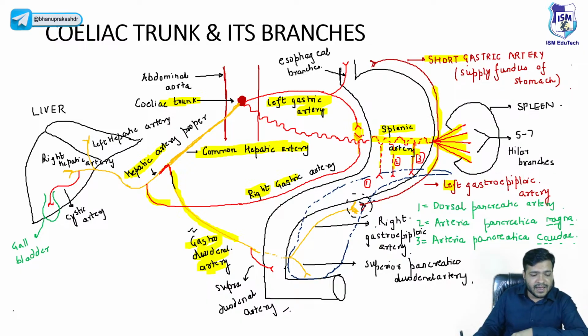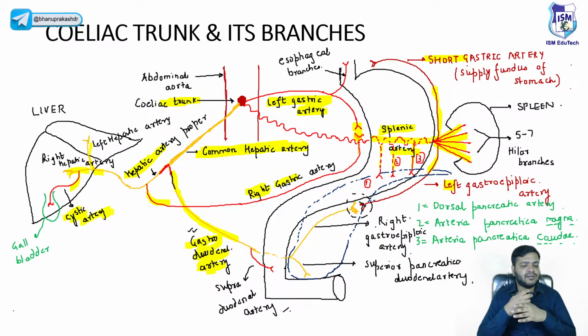Anastomose, everyone understands what it means, it is joining with the left gastric artery. Apart from that, in some population, you can see that this right gastric artery can come directly from the common hepatic artery also. Again, no problem, that I have drawn earlier. This hepatic artery proper will divide into right hepatic artery and the left hepatic artery. Right hepatic artery gives a branch to the gallbladder, and the artery which supplies the gallbladder is called the cystic artery.